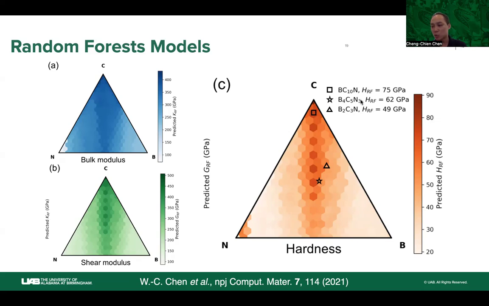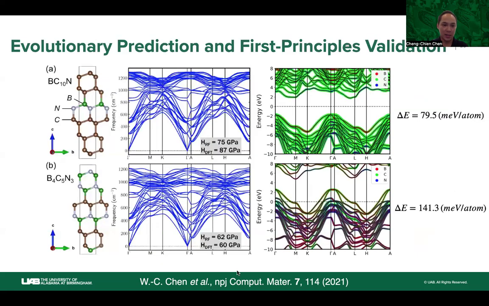So the question is, how do we know the results are reliable? That's why we perform extra evolutionary crystal structure predictions, and these are the resulting structures. In the middle are the corresponding phonon dispersion relations for these structures, and you see that all have only positive phonon modes, so these structures are dynamically stable. On the right side are the electronic band structures. BC10N is a wide bandgap insulator, and B4C5N3 is a superhard metal with finite density of states across the Fermi level.